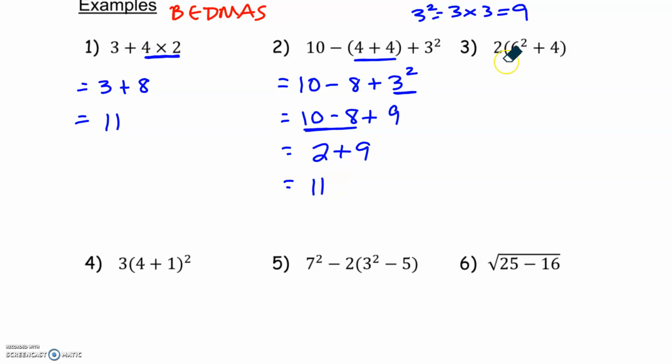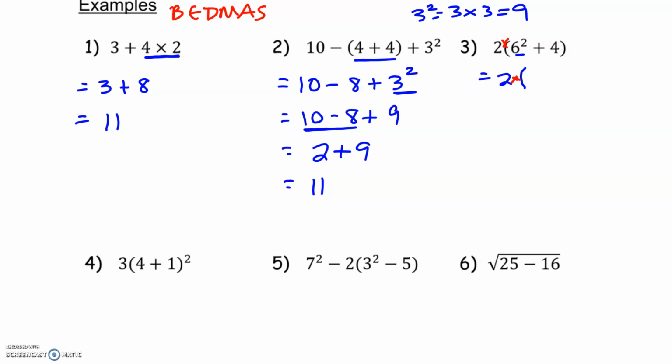Okay, my next question. I have 2 written next to a bracket. When you have a number next to a bracket, it means times. If that's something you forget, put a little times symbol in there. All right, inside the bracket, I have adding, but I have an exponent. I have to solve that exponent before I can add inside the bracket. So I'm going to keep the 2 bracket. Remember that means times. If you want, you can put a little times symbol to help you remember.